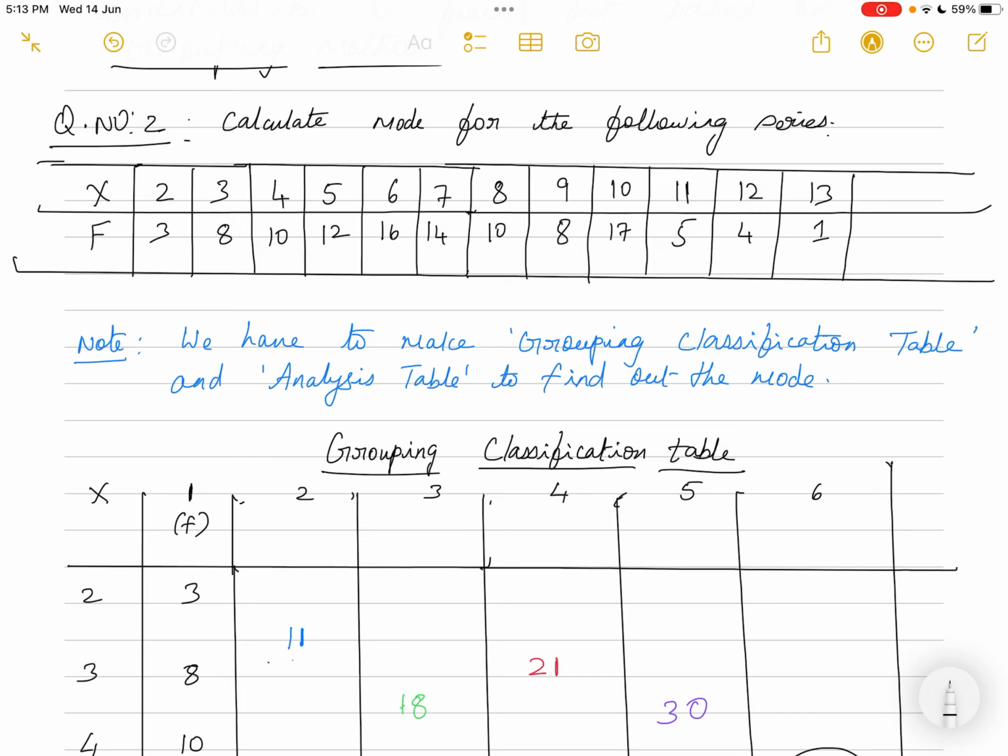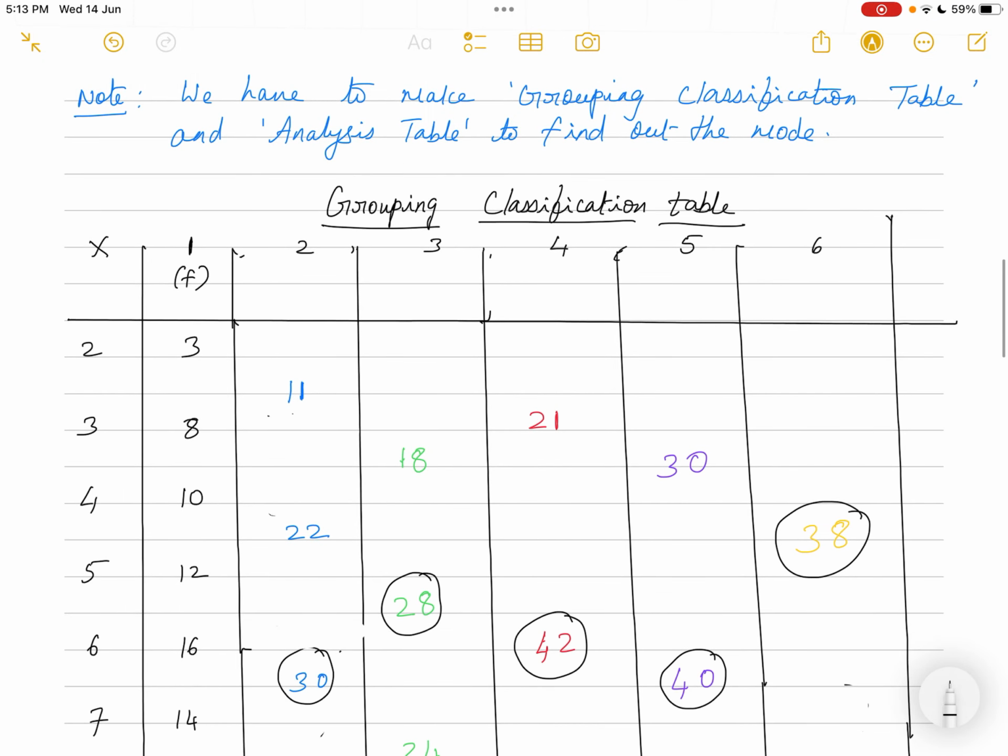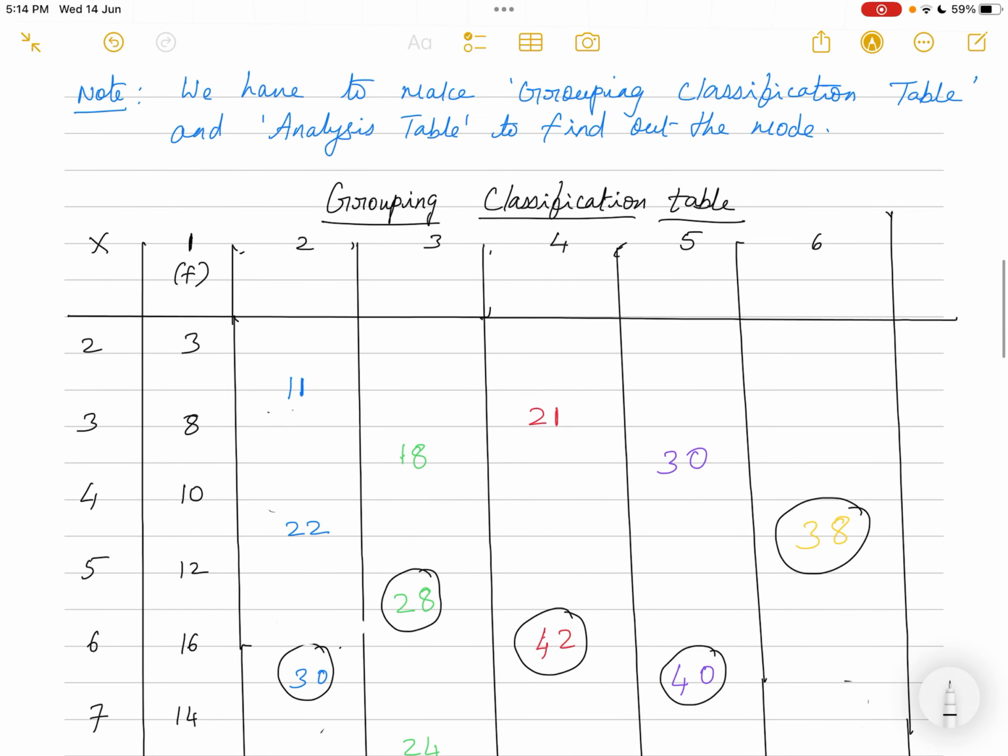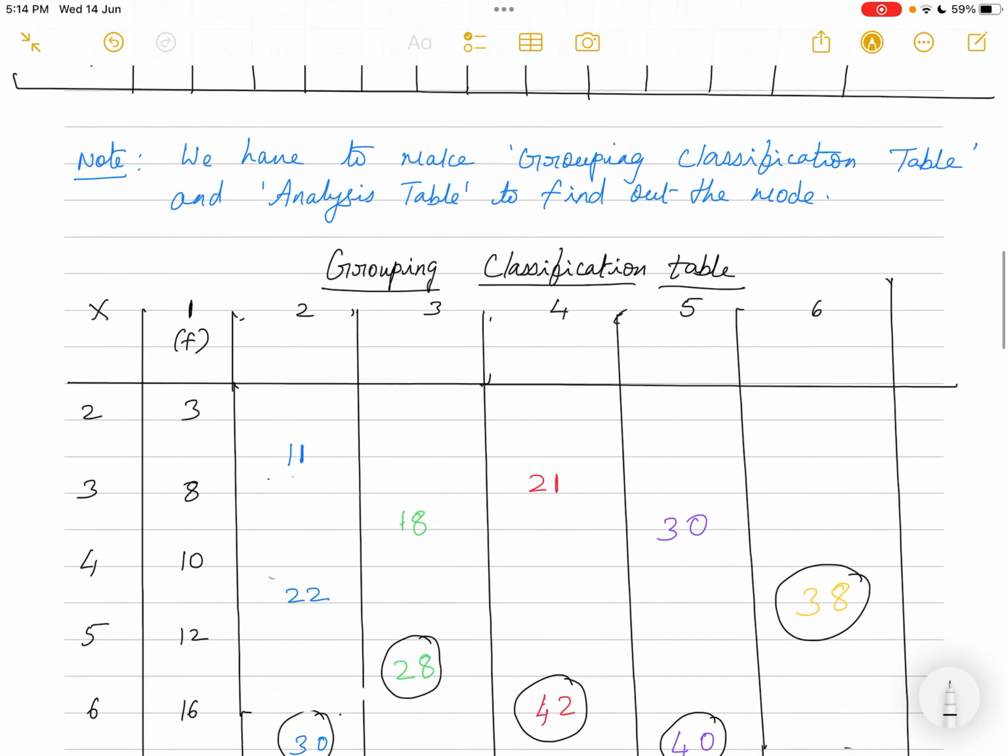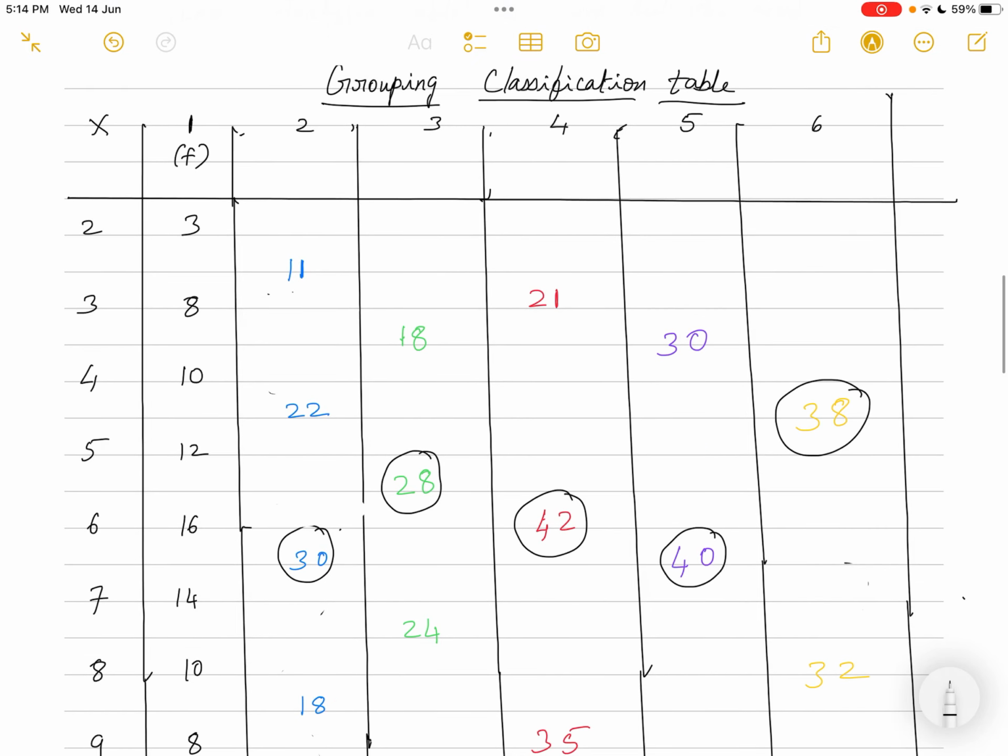Now what we have to do is make two tables. One is the grouping classification table and the other is the analysis table to find out the mode. First, let us check out how to make the grouping classification table. You have to draw the table in this way. The first column will be the X values, whatever X values are given. After that you have to make 6 columns.